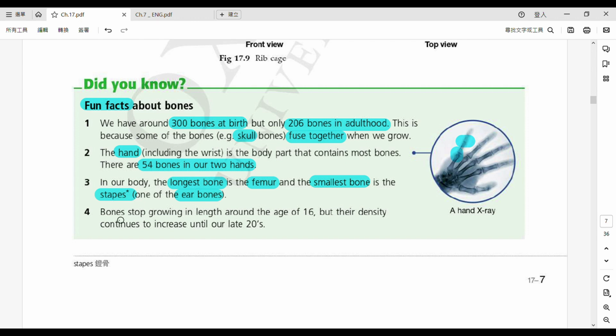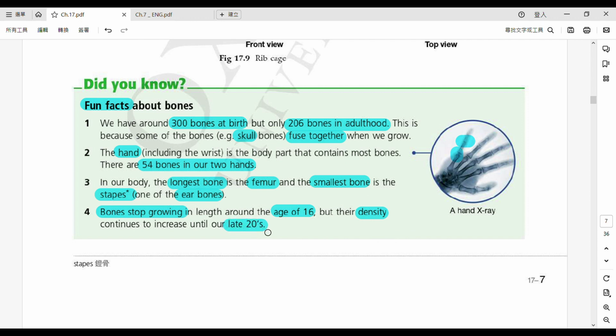And then the last one, our bones stop growing when we become 16. Okay, 唔會再生㗎啦。So it's like at 16 years old, your height is likely determined. Alright, 16 years old. I'm sorry about that. I am above 16 already. And the last thing is about the density. 佢哋嘅密度啦。But the density continues to increase until late 20s.